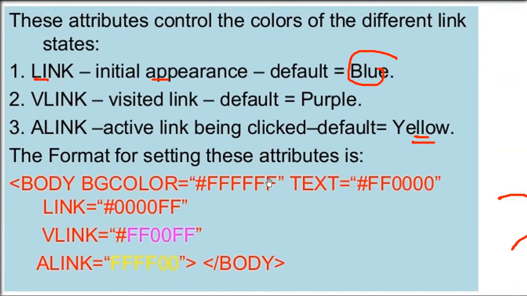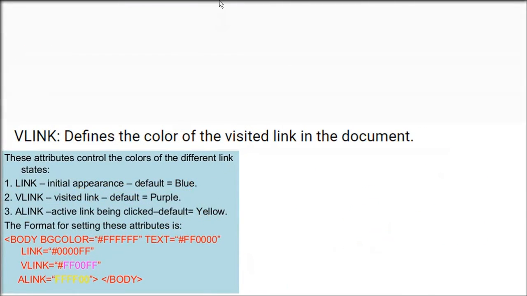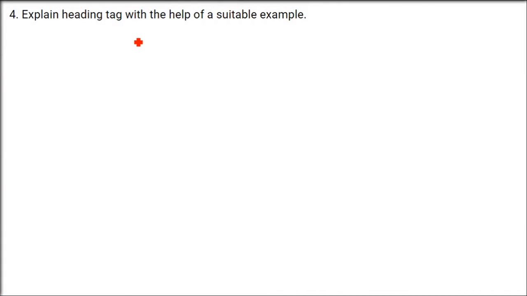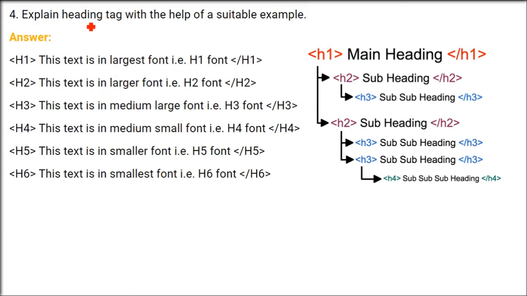So let me give you an example, body BGCOLOR. Now you have given LINK, VLINK and ALINK. Basically you have given colors. So LINK you have specified by some color, say blue, VLINK red, basically link is red here, and VLINK is purple and ALINK is yellow. So I am just saying that you can change the color, the colors are not fixed, you can change it anytime.